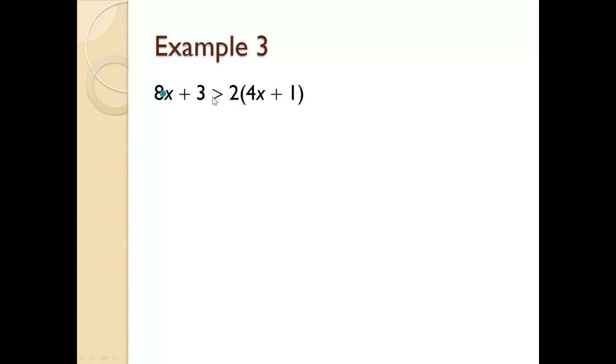Next example. Okay, we've got 8x plus 3 is greater than 2 times the quantity 4x plus 1. So get rid of the grouping symbols first. That means the parentheses. So we've got 8x plus 3. We're going to distribute. So we'll have 8x plus 2. Okay? So when we do that, we can get our variables on one side, numbers on the other. So let's start off with the variables. That cancels out, and actually that becomes 0 too. So that's going to leave us with 3 is greater than 2.